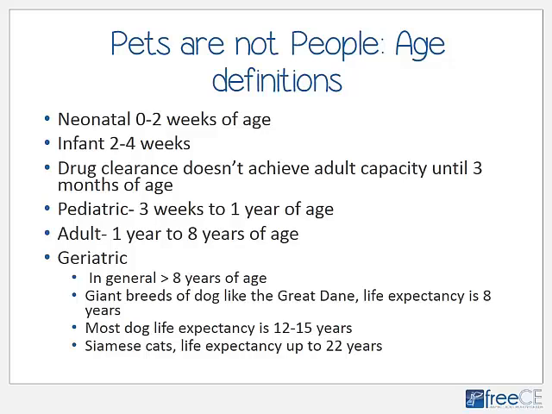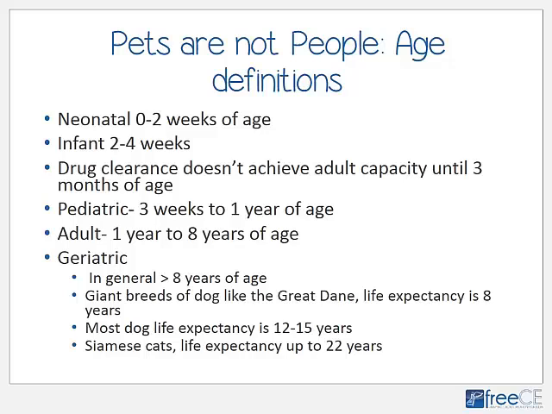There are obviously many differences between people and pets. One significant difference is the accelerated lifespan of our pet patients. To give you an idea of the differences, since you may not be familiar with pets, a newborn is a neonatal puppy or kitten that is from 0 to 2 weeks of age. The infant stage is from 2 to 4 weeks of age. Our pediatric patients are from 3 weeks to 1 year of age.